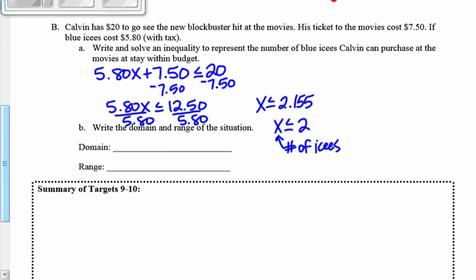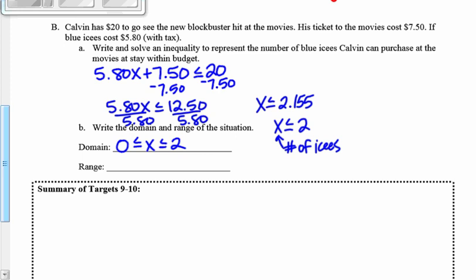Okay, so let's go write our domain and range. So let's think about the fewest number of icies that you could possibly purchase. It doesn't say that Calvin has to purchase a Blue Icy, so the least amount would be 0. That's a possibility, so I'm going to say equal to here. We just solved to find the most amount of icies that we could purchase would be 2.